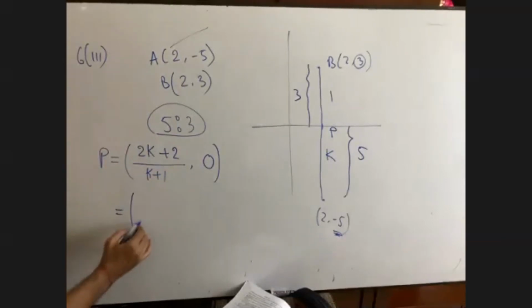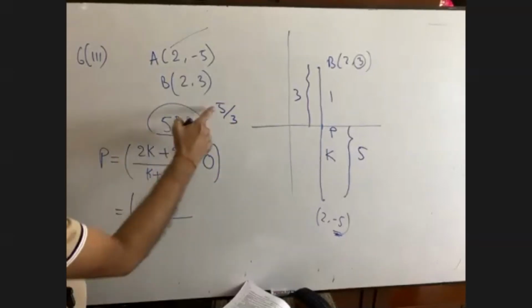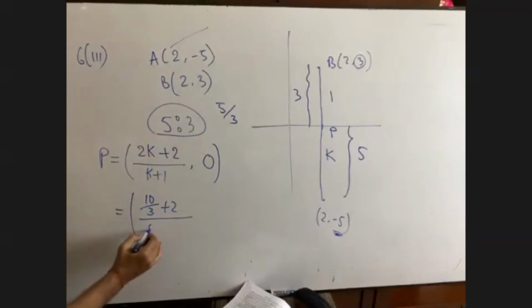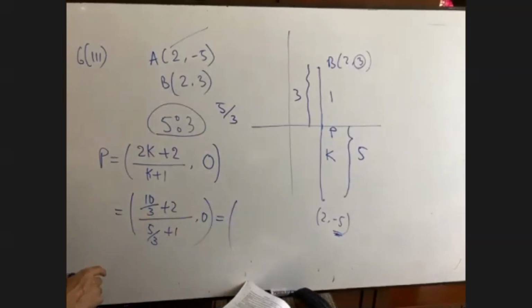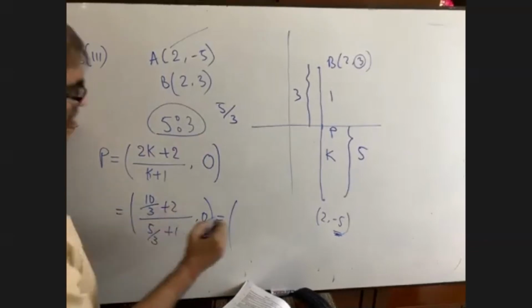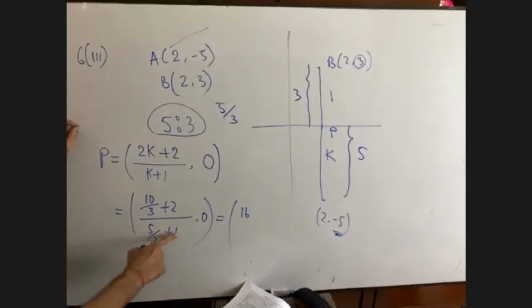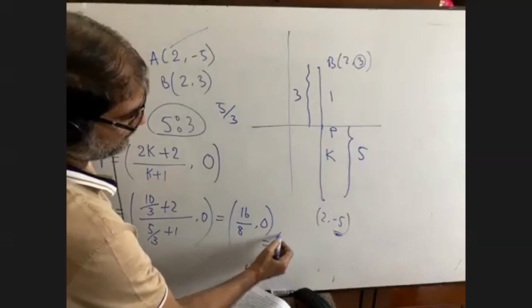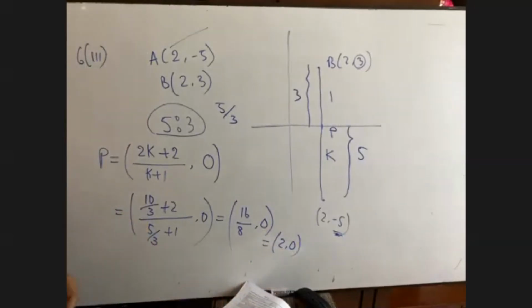Write down K equals to 5/3. 2 into 5, 10, so 10/3 plus 2, divided by 5/3 plus 1. It is 0. Multiply by 3: 10 plus 6, that is 16, and it is 5 plus 3, 8. I think you have got me. So P is (2, 0).